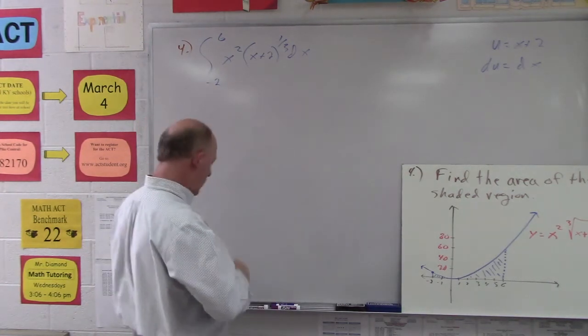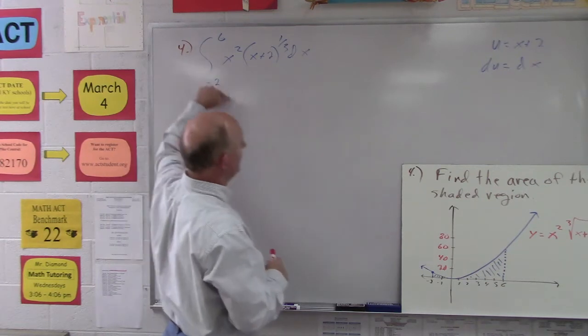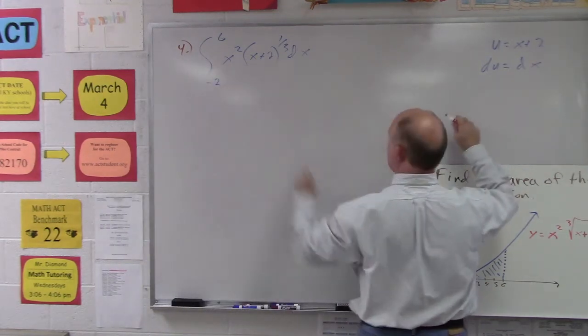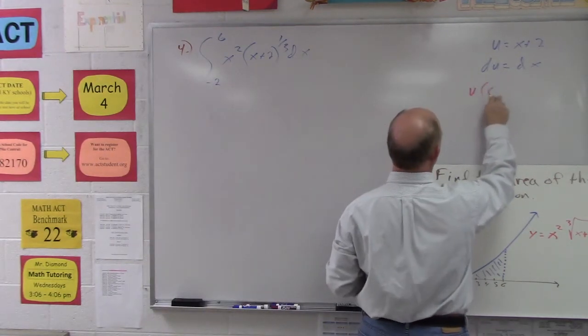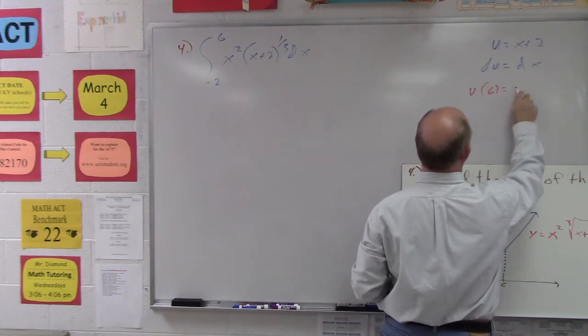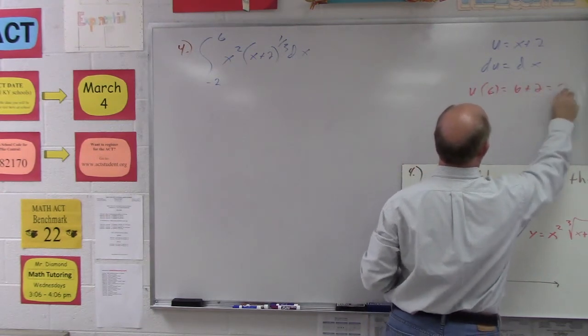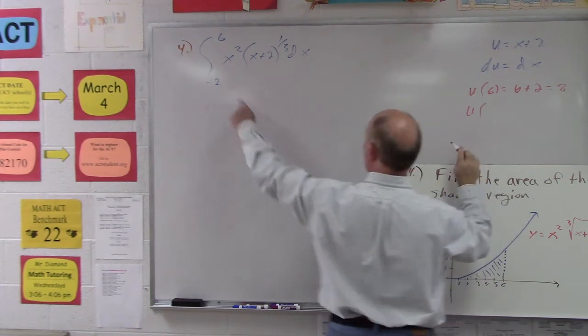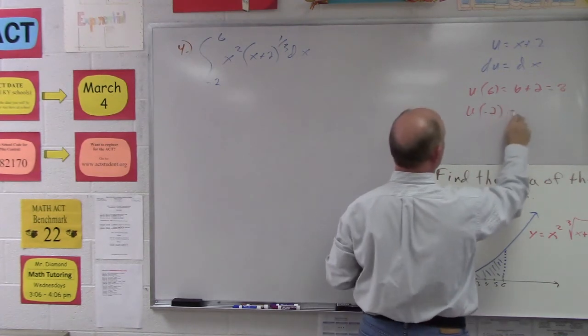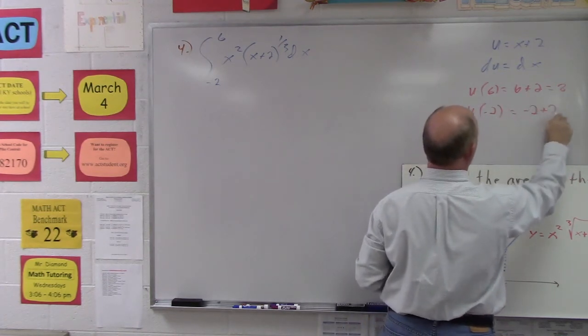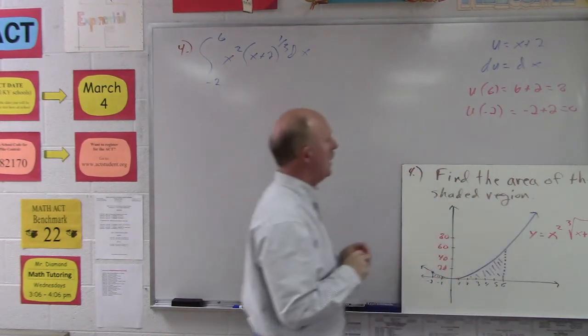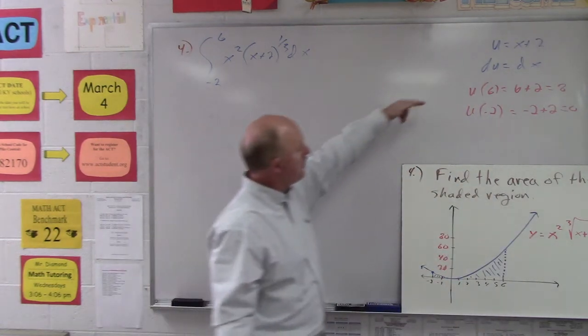Okay, now let's do the upper and lower bounds on our definite integral. Let's do the upper bound first. So u of 6 would be 6 plus 2, which is 8. And the lower bound, u of negative 2, becomes negative 2 plus 2, which is 0. Right, so the new upper bound will be 8.